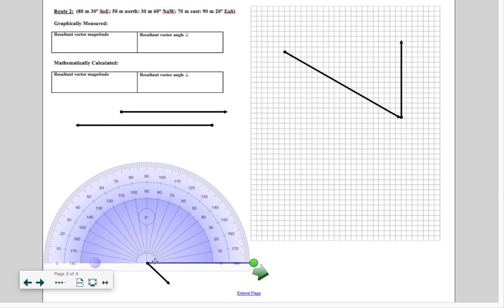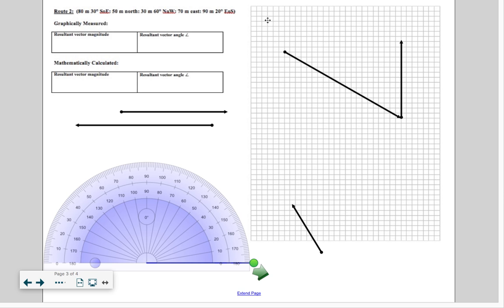And this is going to be 30 meters, 60 degrees north of west. So we're going west, and then we're going 60 degrees north of west. This is only 30, so we'll say about there. Call it a day. It's definitely more than that, but that's okay.